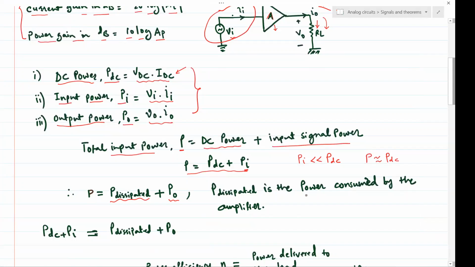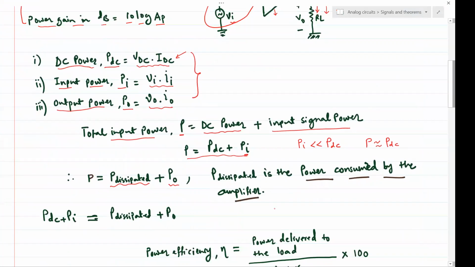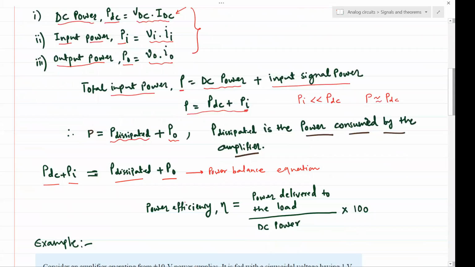P dissipated is the power consumed by the amplifier. So we can write PDC plus PI, which is the dissipated power plus the input power, equal to P dissipated plus the output power. This is basically a power balance equation. From this we can determine the power efficiency, eta, which is the ratio of how much power is delivered to the load, which is PO, to the DC power, PDC, and we can take the percentage by multiplying by 100.